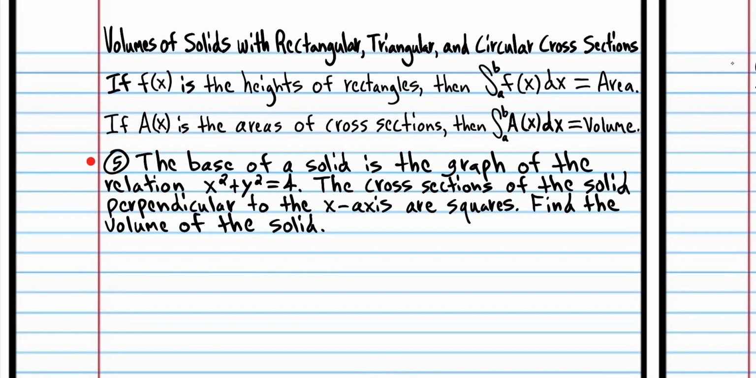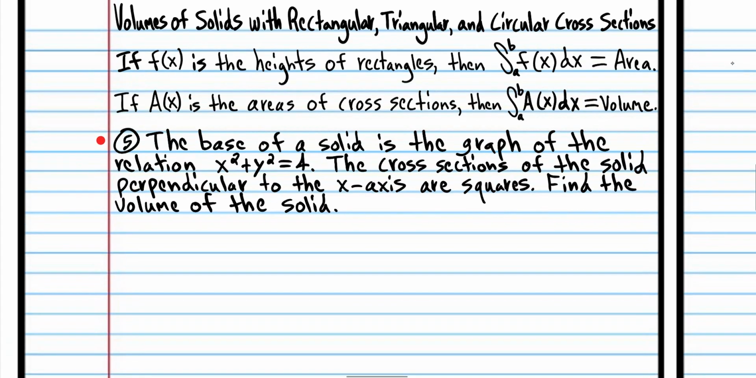Remember, we learned that if f of x is the heights of rectangles, then the integral of f of x gives us a number representing area. And if A of x is the areas of cross-sections, then the integral of A of x gives us a number representing volume. So we're going to use this principle. It's just that we're not referring to solids of revolution, we're referring to other types of solids. So let's do an example.